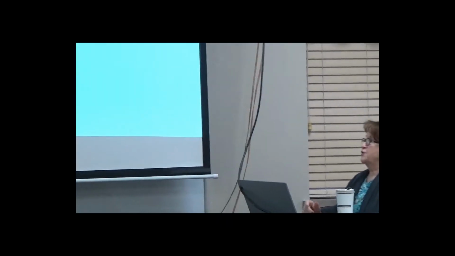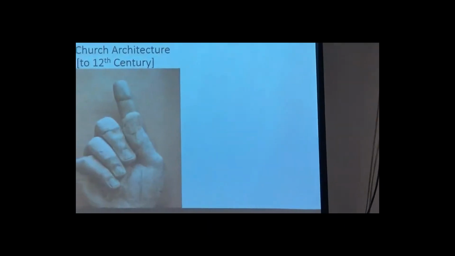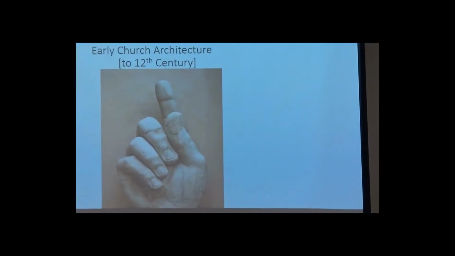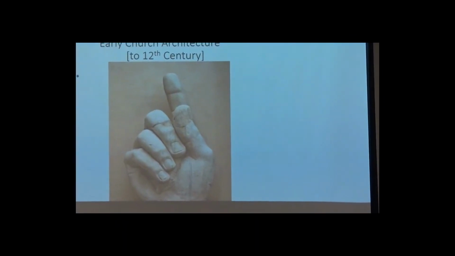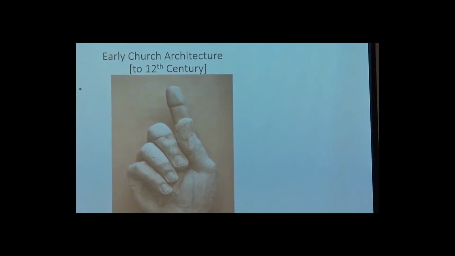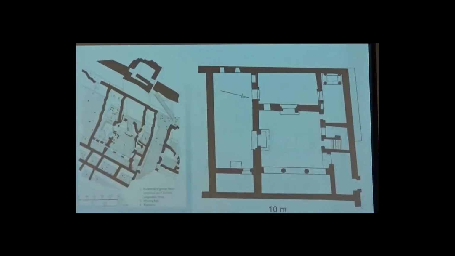So let's get started. The first thing I want to talk about is the hand. That is the hand of Constantine. It's what we have left of a colossal statue of him. It's quite huge. But let's go to the next one.